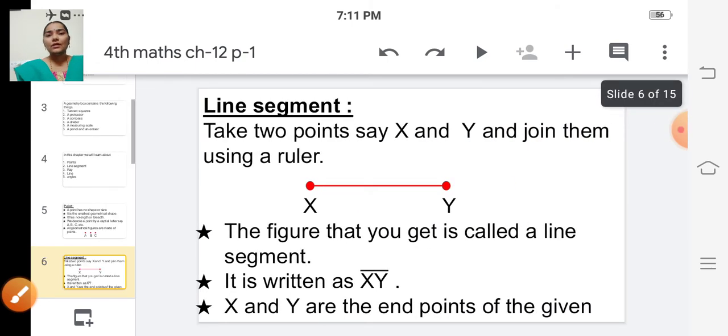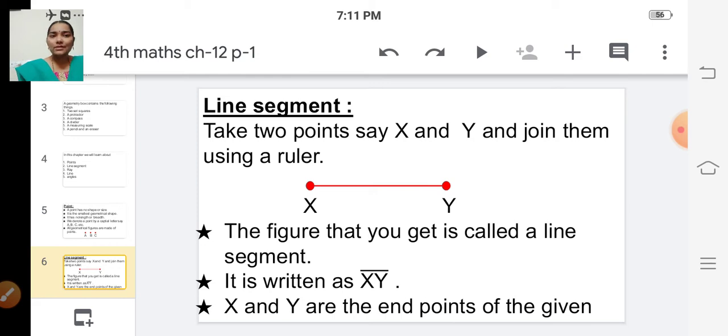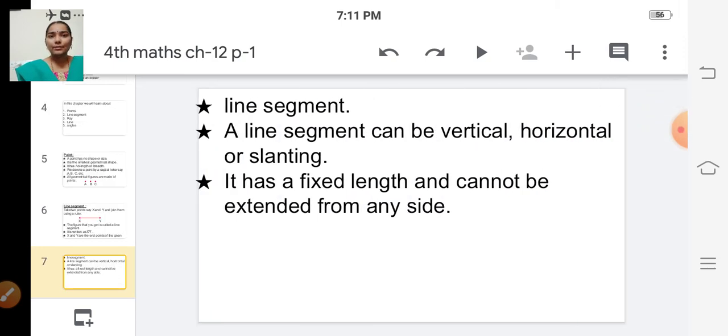Okay. The next one is line segment. Take two points, say X and Y, and join them using a ruler. The figure that you get is called a line segment. It is written as XY bar. You have to put a bar above XY. X and Y are the end points of the given line segment.